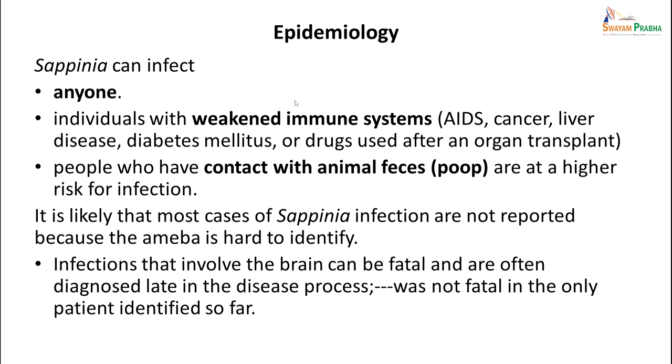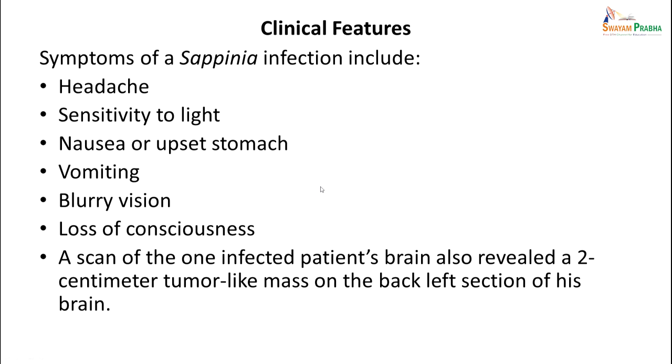As far as the epidemiological features are concerned, Sappinia can infect anyone, a person with a weakened immune system, or also a person with a healthy immune system who has been in contact with animal feces, at higher risk. It is likely that most cases are not reported because the amoeba is hard to identify. Infections that involve the brain can be fatal and are often diagnosed late in the disease process, though the only case discovered so far was not fatal and was treated well. Symptoms include headache, sensitivity to light, nausea, vomiting, blurry vision, and loss of consciousness. A scan might reveal a tumor-like mass in the brain, which can also cause disease.